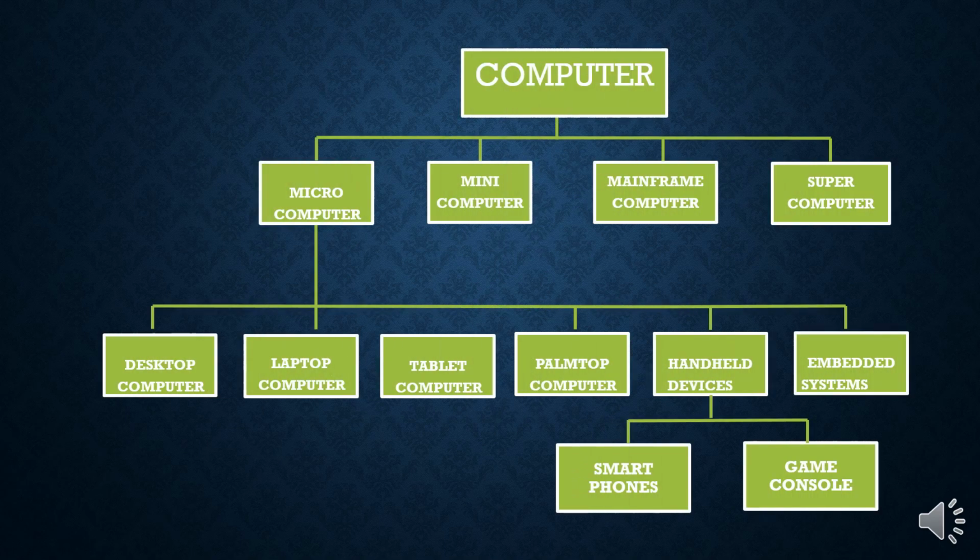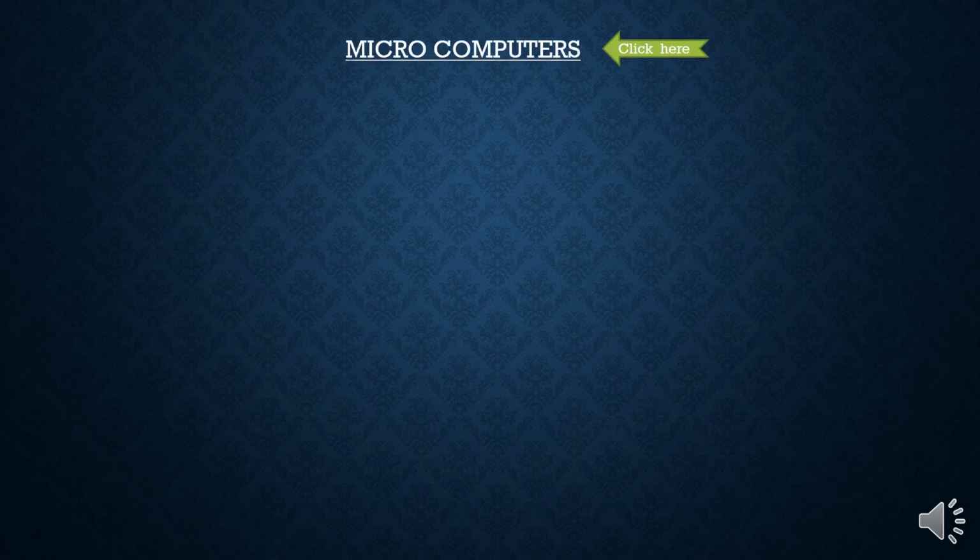The following diagram or image shows different types of computers: micro, mini, mainframe, and supercomputer. Microcomputer is further classified as desktop computer, laptop computer, tablet computer, palm-top computer, handheld devices, and embedded systems. Handheld devices are further classified into smartphones and game console. Let us discuss each type.